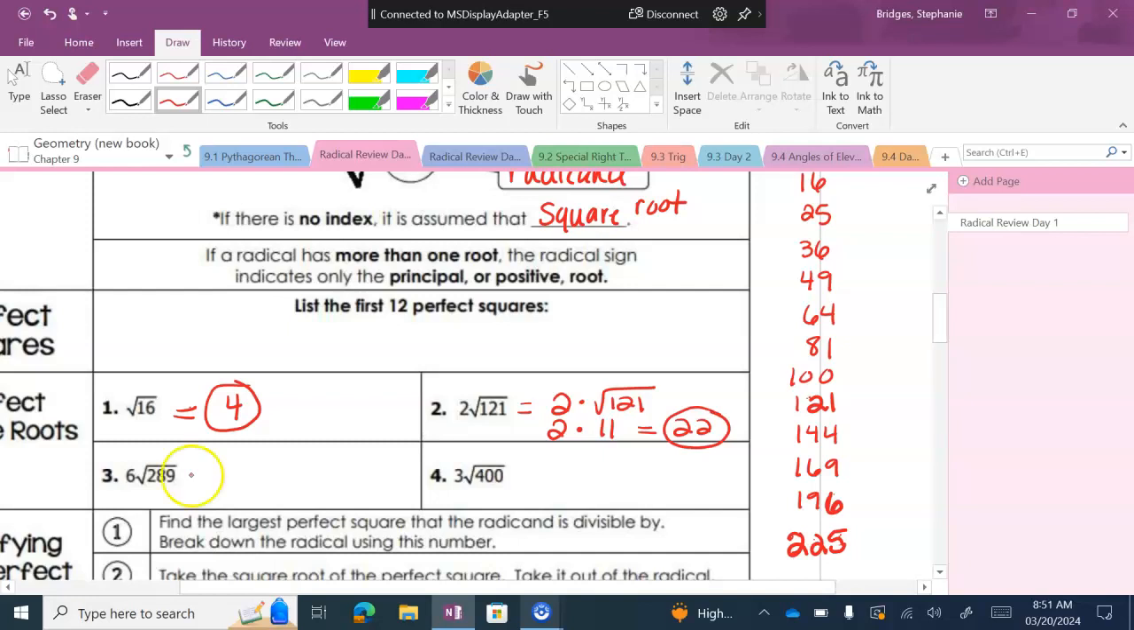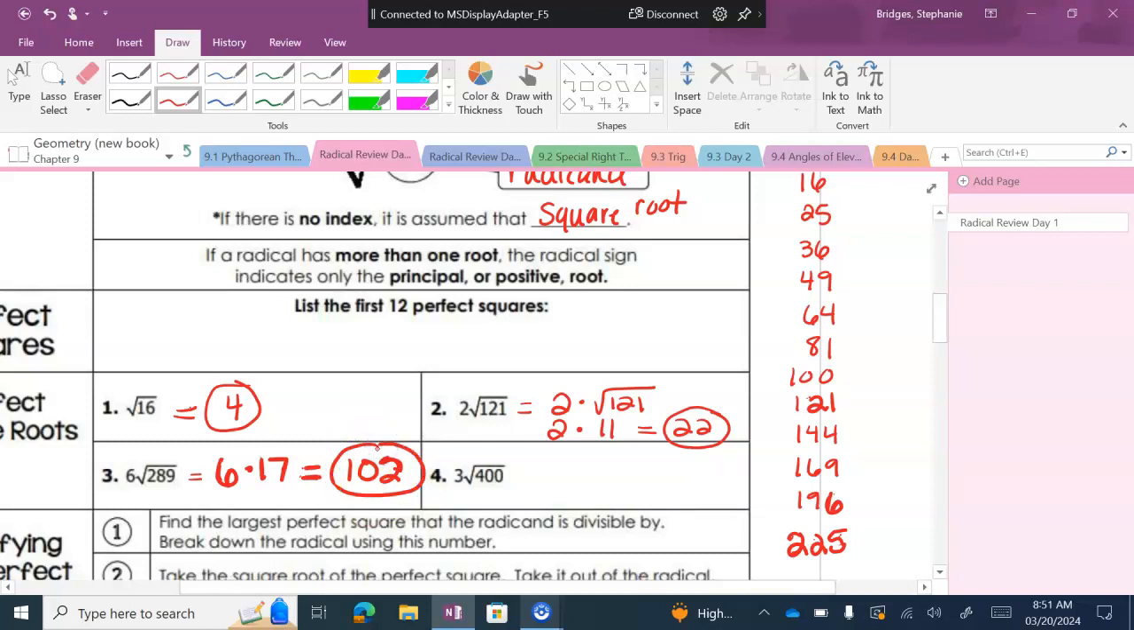So it's going to be 6. What is the square root of 289? 17? And then what is 6 times 17? 102? Is everybody okay with that?